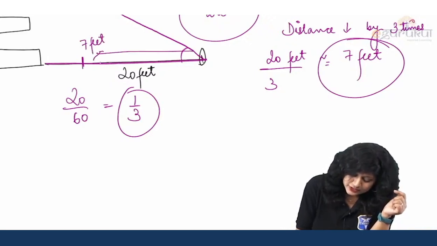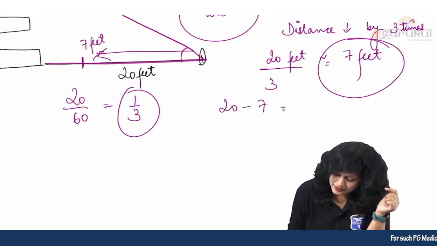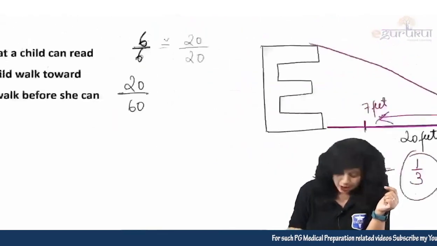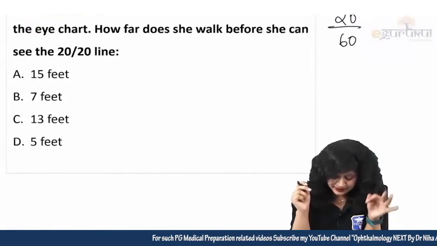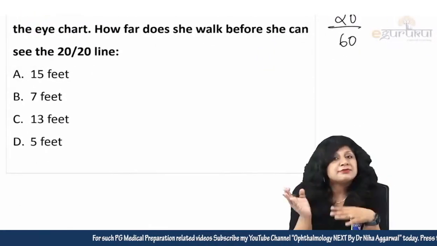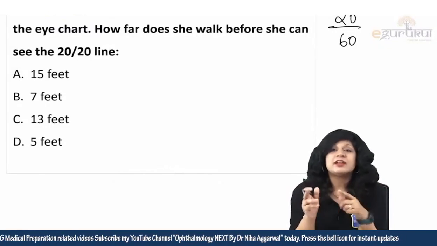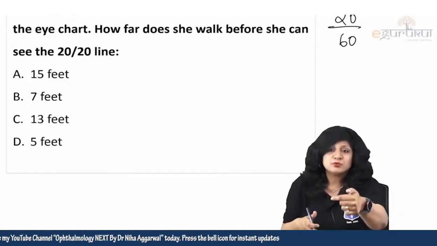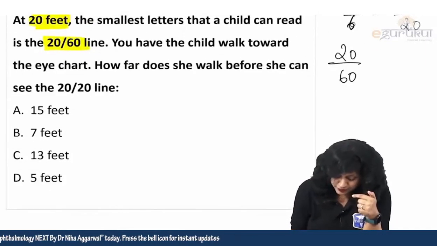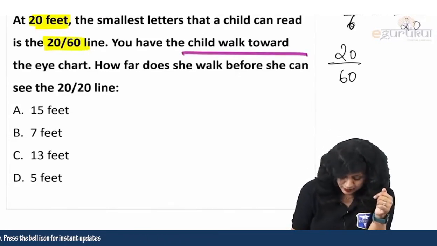So how much forward does he have to go? That means 20 minus 7, which is equal to 13 feet. Let us look at the options here: 15 feet, 7 feet, 13 feet and 5 feet. Now 15 and 5 are gone, but don't get confused between the 7 and 13. They are not asking how much distance he has to stand. They are asking how much distance one has to move forward. So the move forward is 20 minus 7. So the answer will be 13 feet.